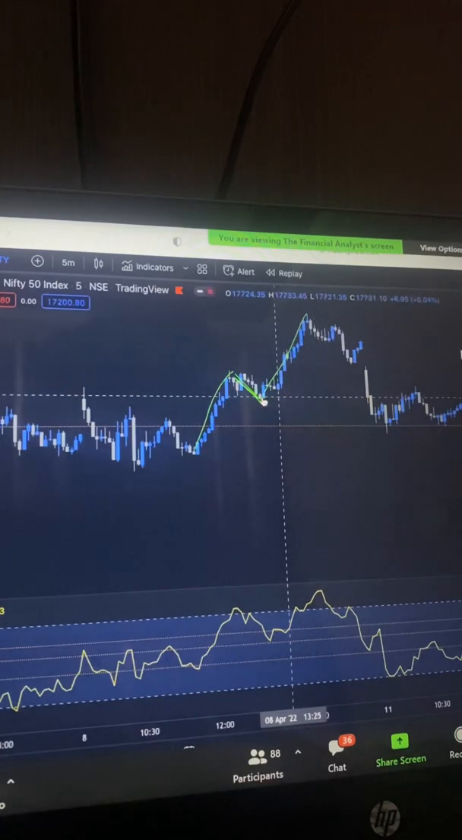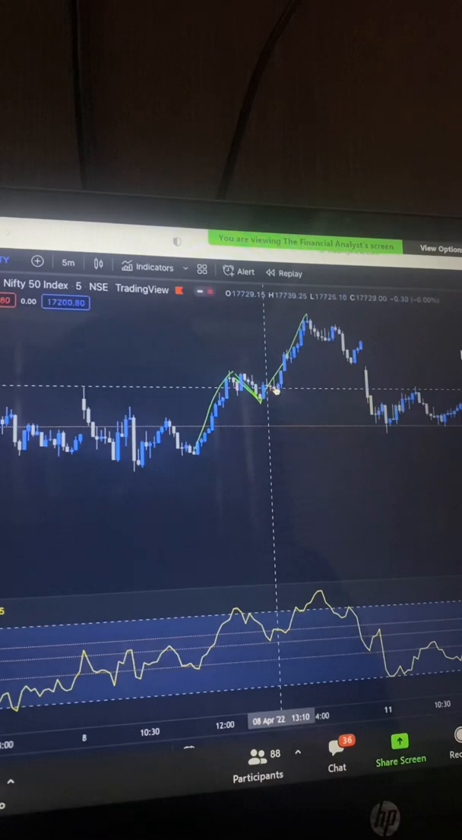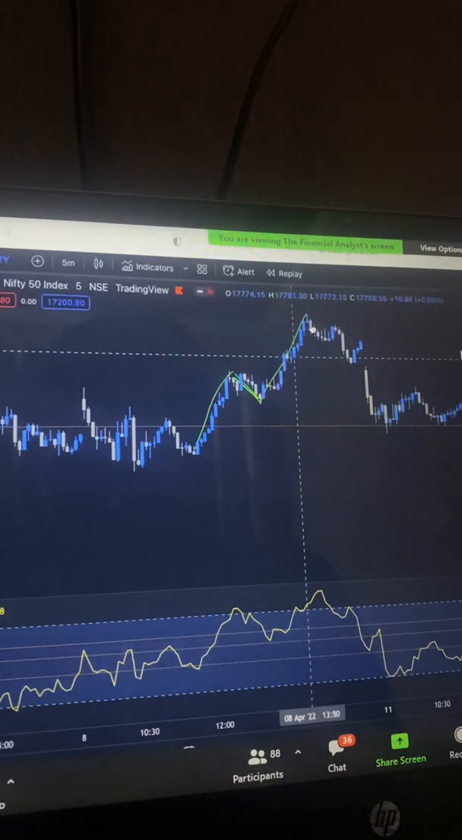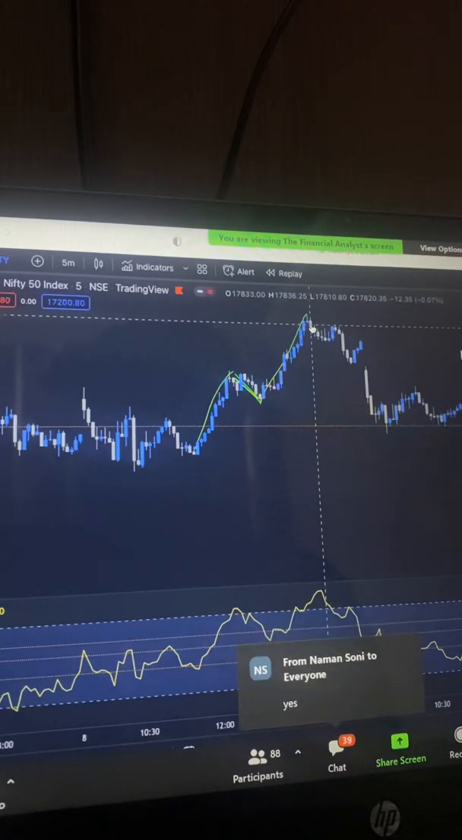So over here we have taken an entry. Are we getting any closing below the previous candle low? No. Are we getting a closing below the previous candle low? No. Over here, are we getting a closing below the previous candle low? Yes. Can I book my profit? Yes. As per the concept, I can.